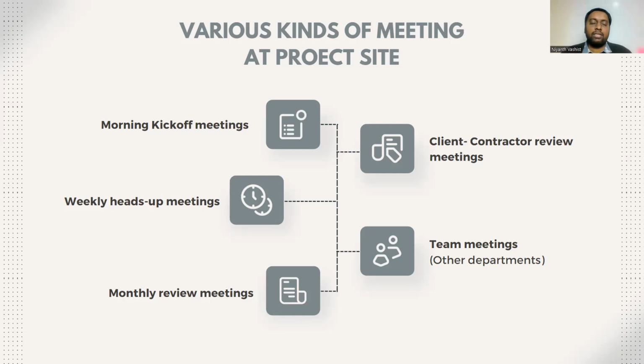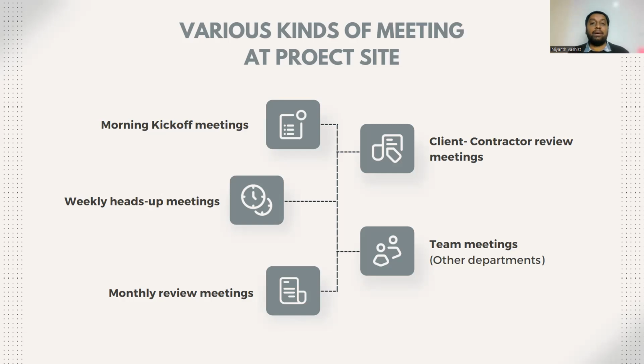Then we have team meetings, which happen according to the teams under the contractor. So a planning team meeting will happen, a procurement team meeting will happen, an execution team meeting, a billing team meeting, a quality team meeting, a safety team meeting. All these kinds of team meetings will happen as well.